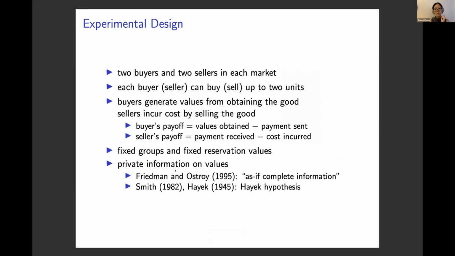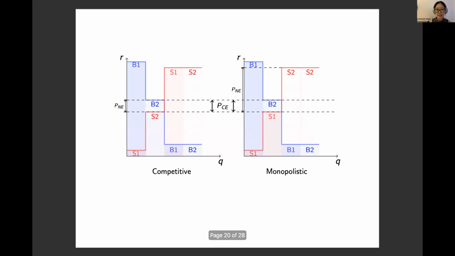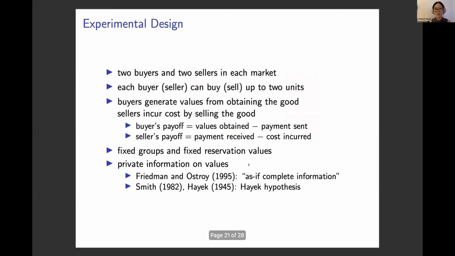So what we do in our experiment is that we have exactly the setting we saw before. We have 2 buyers and 2 sellers in the economy. Each buyer buys up to 2 units and each seller sells up to 2 units. The buyer's payoff is the difference between the value they obtain and the payment they made, and the seller's payoff is the difference between the payments they receive and the cost incurred. It's a very standard double auction setting.